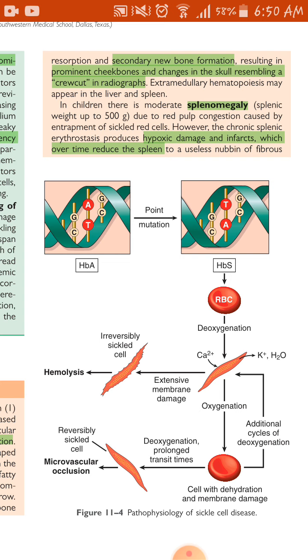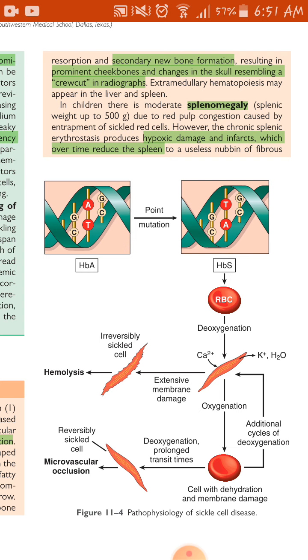When we perform an x-ray of such a person, on the skull bone we can easily see certain hair-like projections in the radiographs. This is known as the crew cut appearance, in which on the skull bone we can see hair-like projections because of red bone marrow hyperplasia. Then there is also extramedullary hematopoiesis in the liver and spleen.